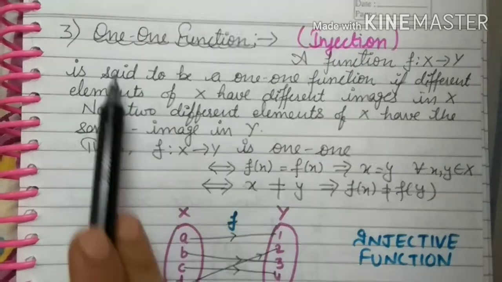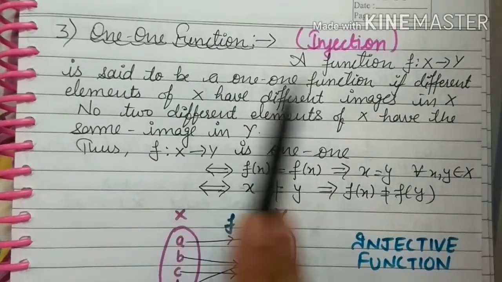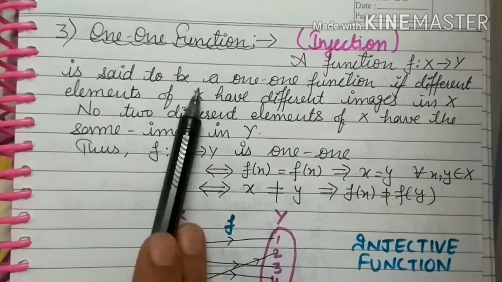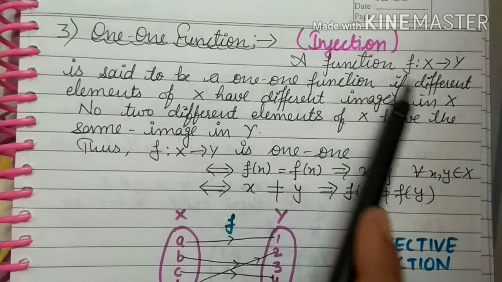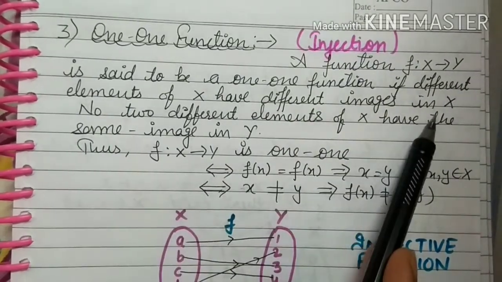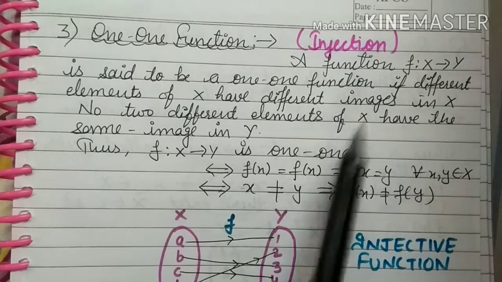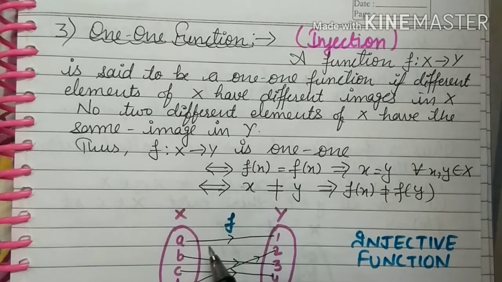The next function we are going to define here is the one-one function, that is called injection. A function f from x to y is said to be a one-one function. कि कोई function अगर आपको given है, आप उसे one-one कब कहेंगे? If different elements of x have different images in y. Means कि x के हर element के लिए आपको एक different image ही मिलनी चाहिए.